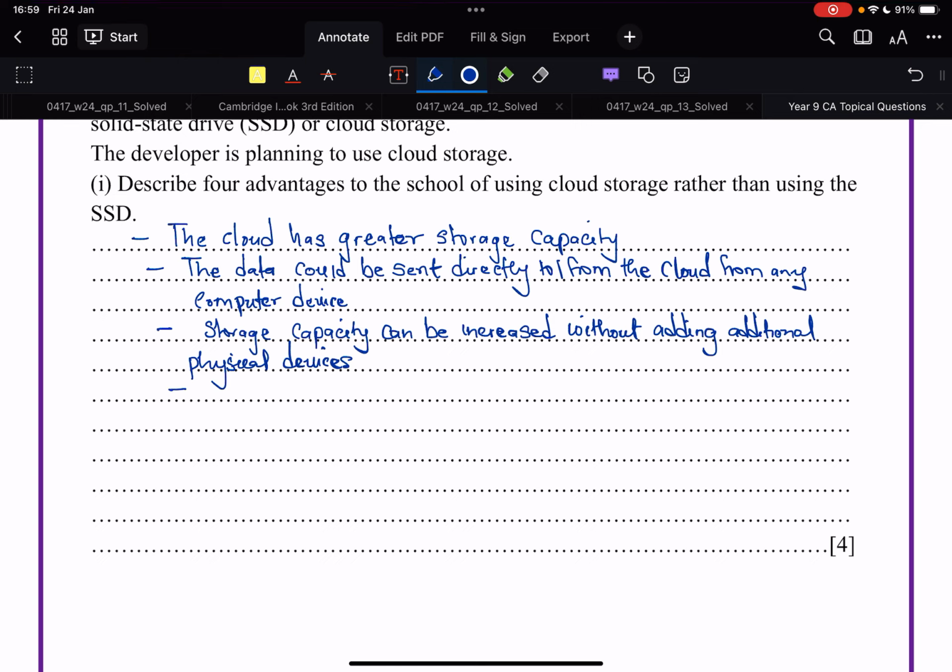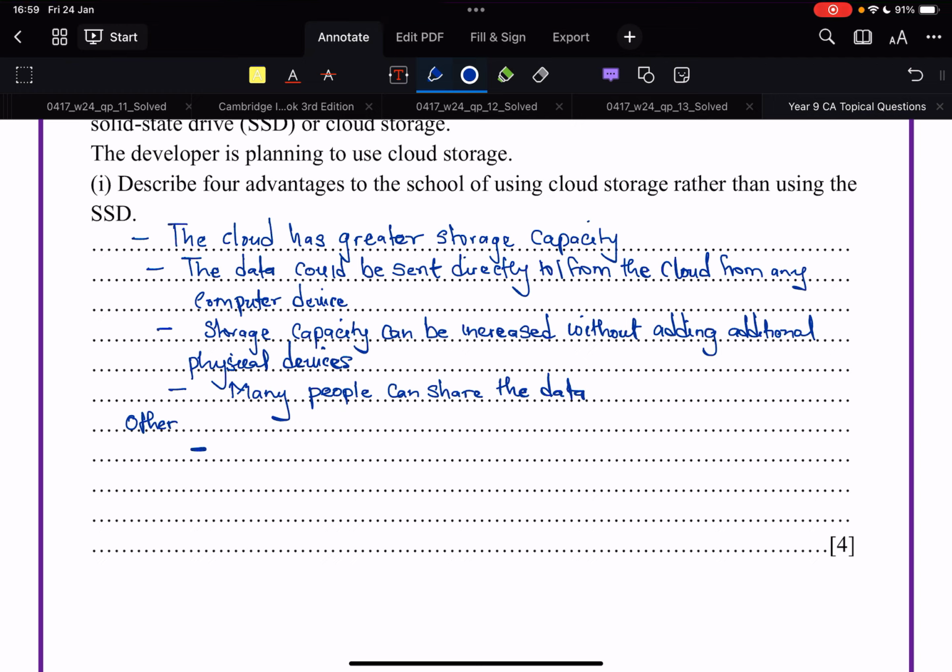The next one is many people can share the data, which is very good. So this person can share this data to someone else, can share this to someone else, and that makes it easy for collaboration. And to add to this, I'll probably just make this to add others, or just one other.